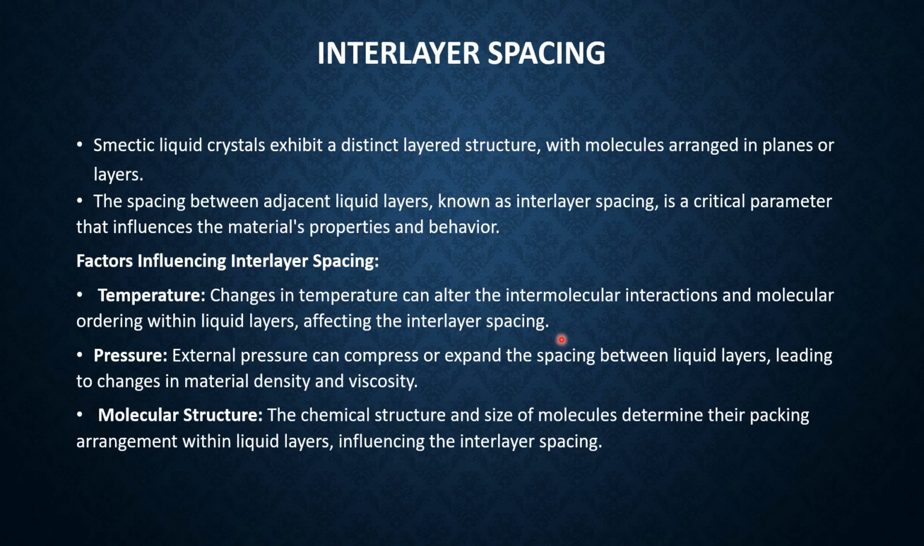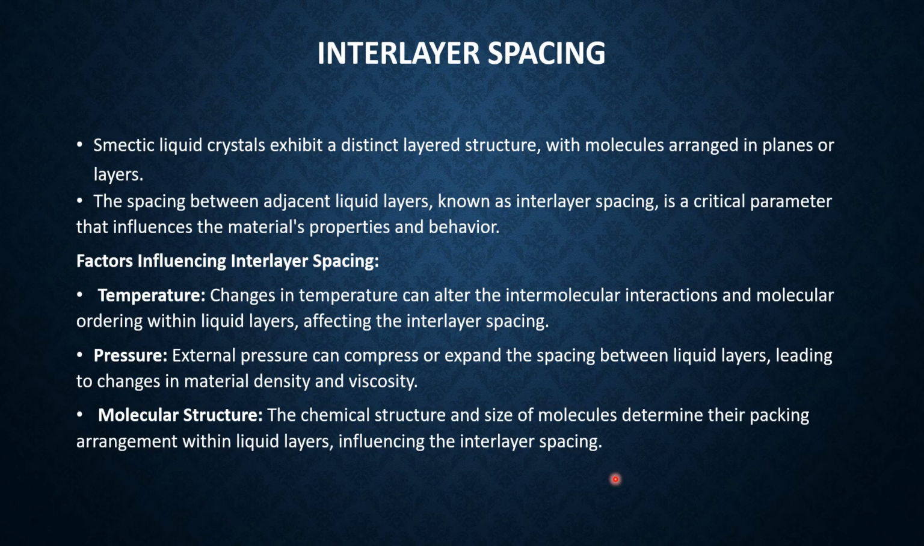Next, pressure. What is happening with pressure? The liquid layers are getting compressed or expanded. The spacing is either reducing or increasing, which leads to a change in the material's density and viscosity. Next comes the molecular structure. Here, the chemical structure and size of the molecules determine their packing arrangement within the liquid layers, and they influence the interlayer spacing.